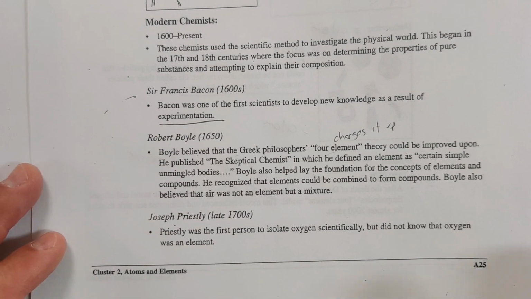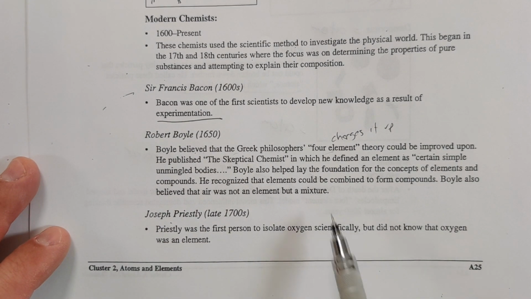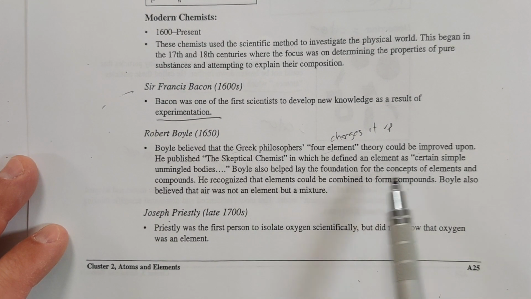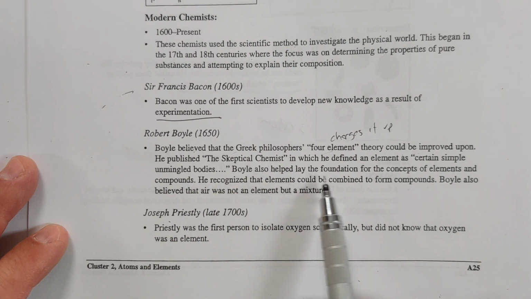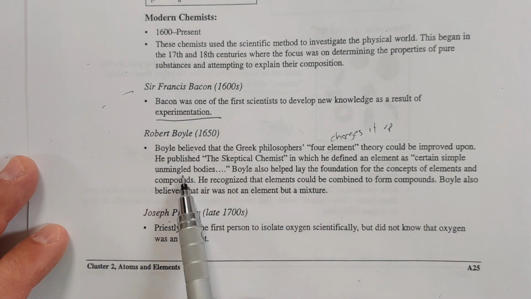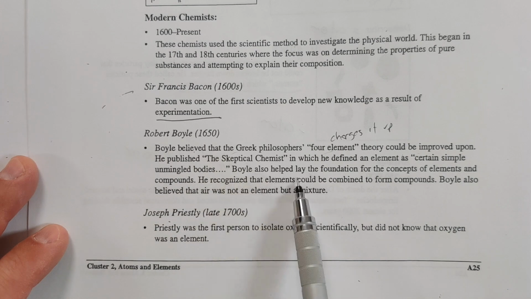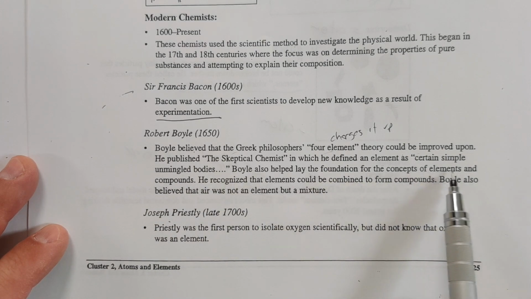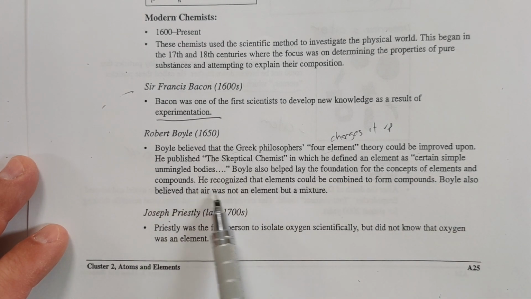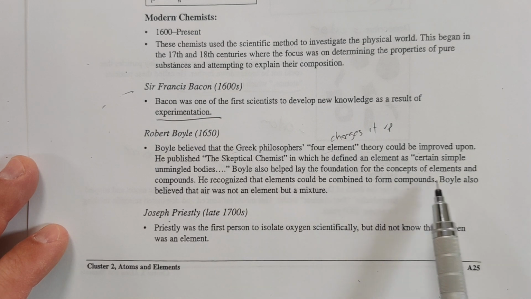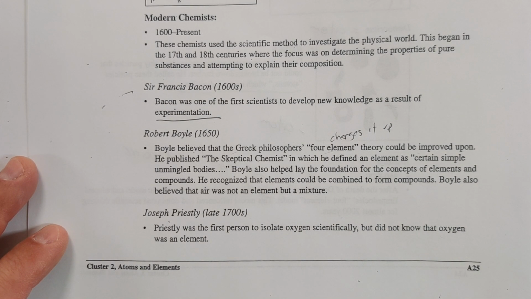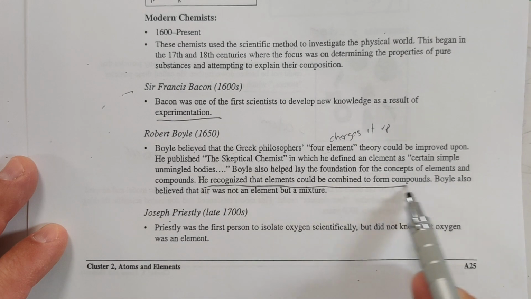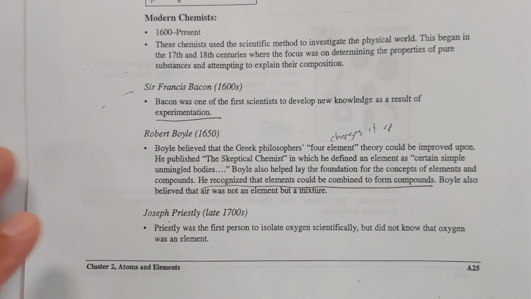I'm going through these quickly because they're not super important for you. Boyle published The Skeptical Chemist, in which he defined an element as a certain simple, unmingled body. Boyle also helped lay the foundation for the concept of elements as compounds. He recognized that elements can be combined to form compounds. That's a huge deal. Boyle also believed that air was not an element, but a mixture.